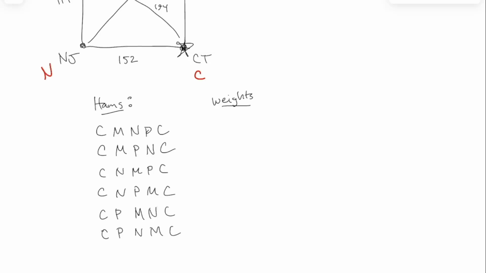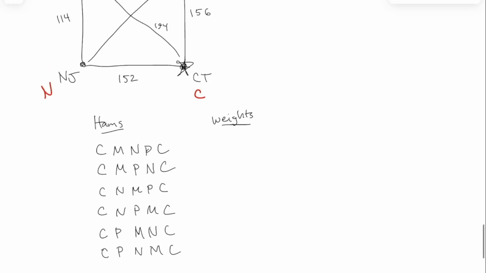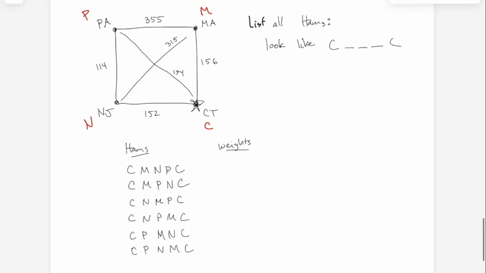I want the total weight for each of these 6 different routes, and then we'll be able to see which one is the best. All right, so the numbers here are a little bit taxing, but I think we can handle it. For the first one, it says C to M. Looking on the graph, C to M is 156. So this is 156 plus, I'm trying to add up the total weight. Next I have M to N, that's this diagonal, 315. Plus, next I have N to P.